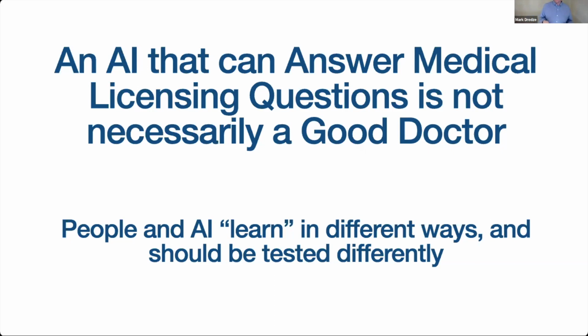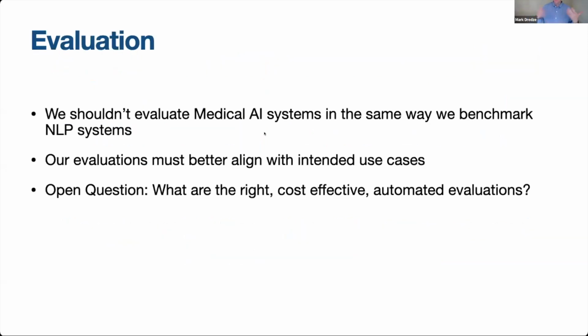It's not necessarily the case, though, that an AI system that is good at that is a good doctor. People and AI systems, they learn in really different ways. And the way we check that people understand a task and can do a task, that's not necessarily the way we want to check that a machine can do it. So how do we evaluate systems? I don't think we should be evaluating medical AI systems in the same way we evaluate other AI systems, other natural language processing systems. We need to make sure that our evaluations are better aligned with the intended use cases, right?